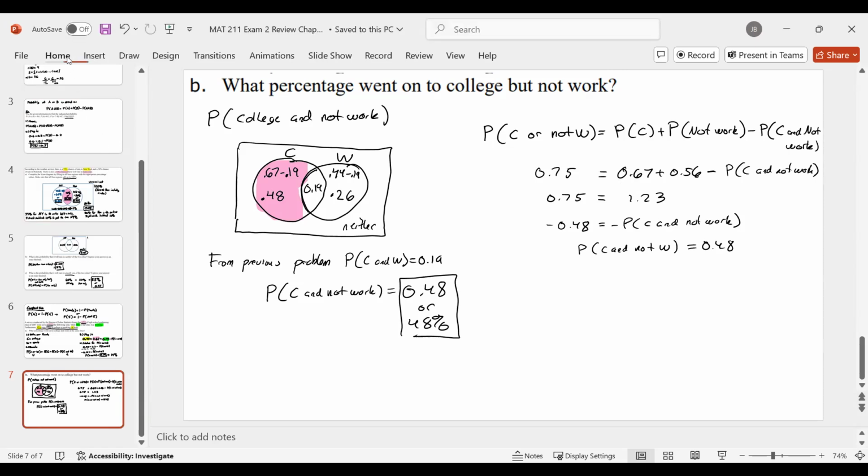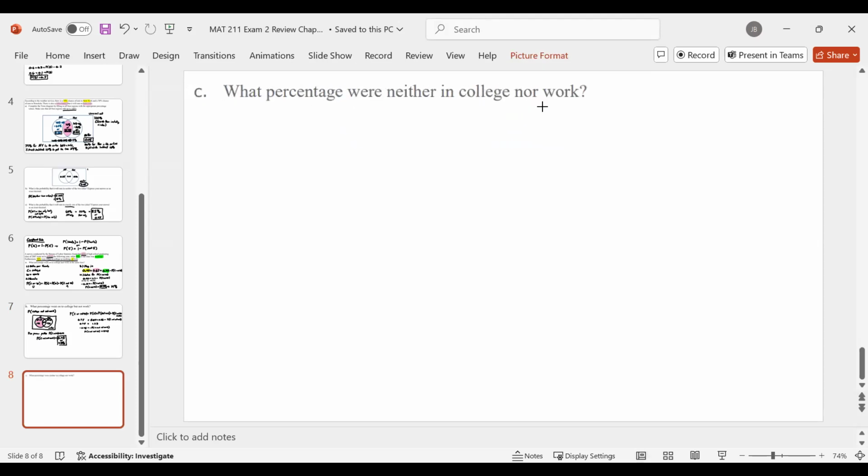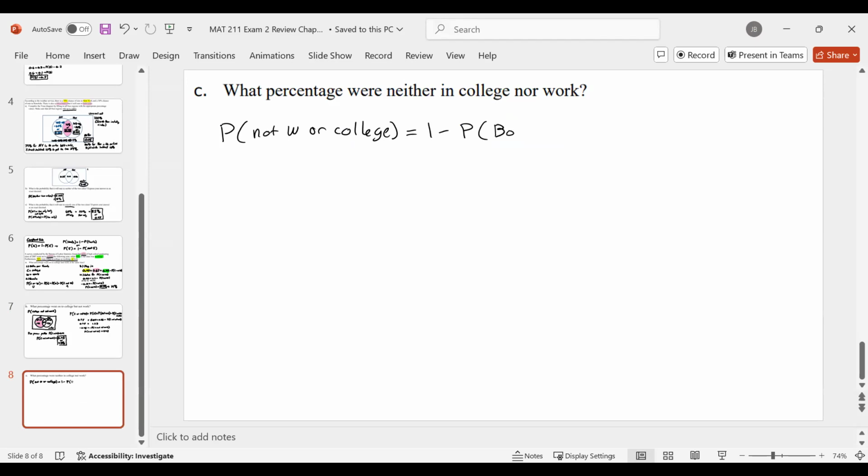All right, last question for this type of problem is what percentage were neither in college nor work, right? So this problem is a really good example of the complement rule, okay? Because really the probability of not work or college is equal to 1 minus the probability of both college or work, right? I guess it'd be and work.